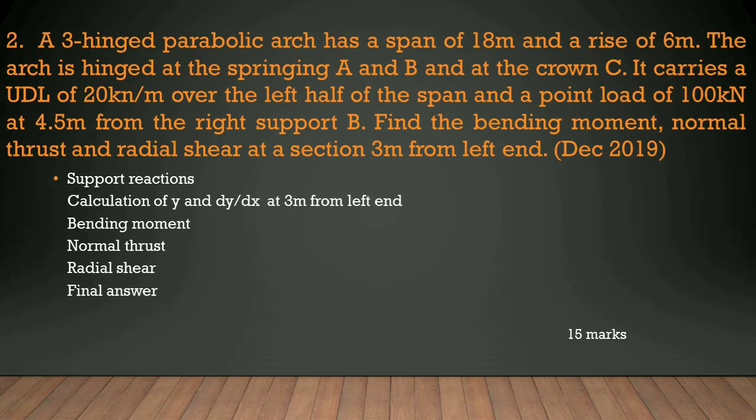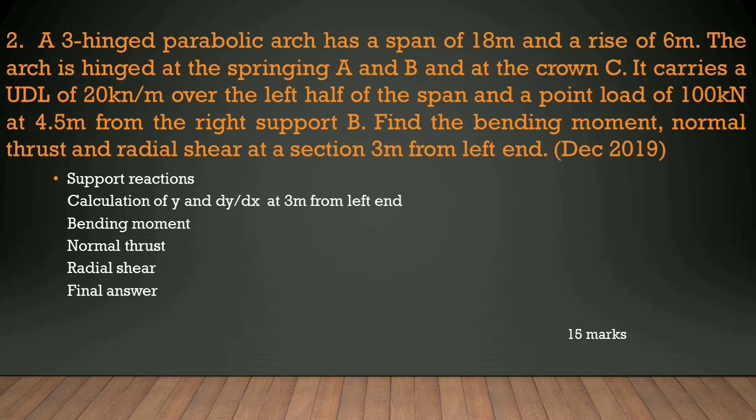Moving on to the second question. A three-hinged parabolic arch has a span of 18 meter and rise of 6 meter. The arch is hinged at the springing A and B and at the crown C. It carries a UDL of 20 kN per meter over the left half of the span and a point load of 100 kN at 4.5 meter from the right support B. Find the bending moment, normal thrust and radial shear at a section 3 meter from the left end.